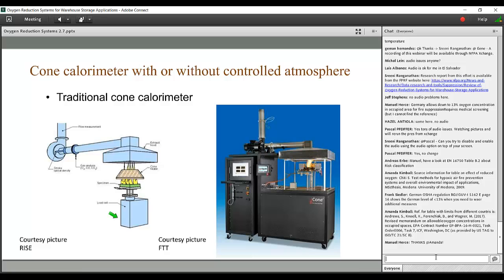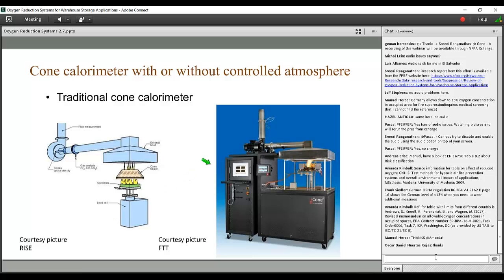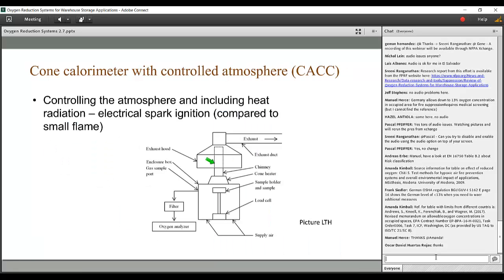What is important, of course, as you can see in this picture and also in the picture to the right here, is that the normal setup is done at 21% of oxygen, where you have traditional ambient air going into the hood. This method has a lot of data on it. Of course, at 21%, it's a little bit less with respect to lower levels.